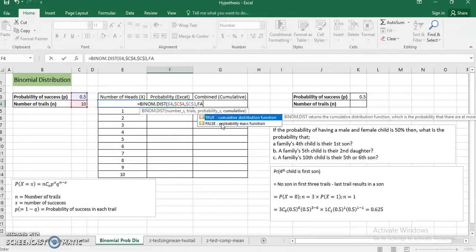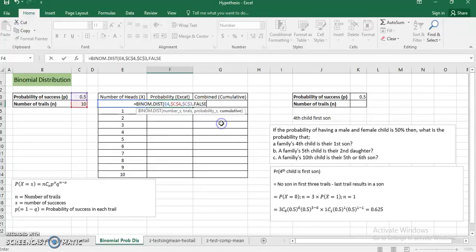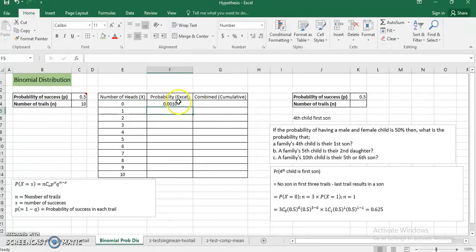The Excel code for false is 0. So you can use any of these things. Either you can double click on false or you can use 0. Which means it is going to calculate the probability of exactly 0 heads in 10 trials or 10 tosses of a fair coin, which gives me a value 0.0010. I can drag it down and I get all my cells filled up.